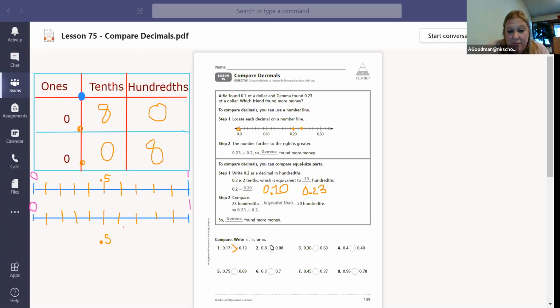So that's this one. Okay, if we wanted to look at it on a number line like they did, if we go 0.8, change my color, 0.8, here's 0.1, 0.2, 0.3, 0.4, 0.5, 0.6, 0.7, 0.8. Here would be 0.8.